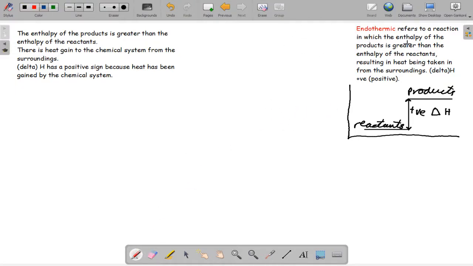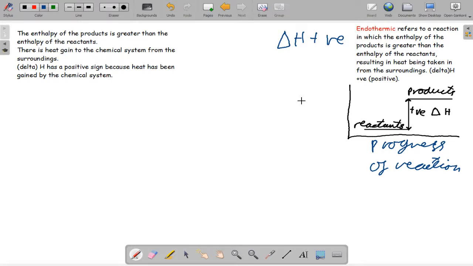Endothermic reactions are the opposite, in which the enthalpy of the products is greater than the enthalpy of the reactants, so there's heat being taken in from the surroundings. This is outside of the reactants and the products, so this would be known as delta H positive. And the reactants increase in energy when they become products. So whenever you draw a diagram like this, you have progress of reaction, and enthalpy along the side.